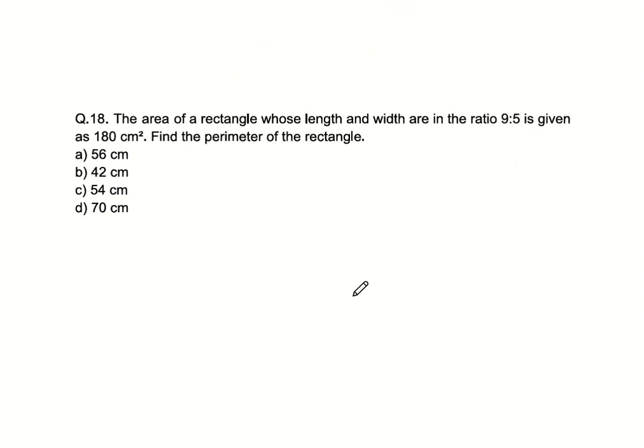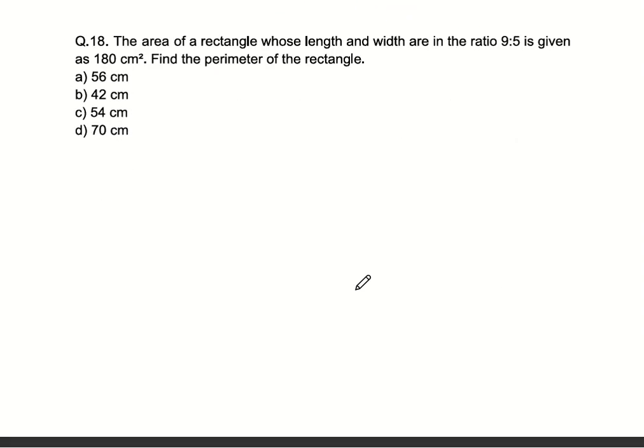Now the 18th question. The area of the rectangle whose length and width are in the ratio 9:5 is given as 180 centimeter square. Find the perimeter of the rectangle. So length 9x, breadth 5x, the product is equal to 180. So 9 ones are 9, 9 twenties are 180, 5 ones, 5 fours, then x equals 2 centimeters.